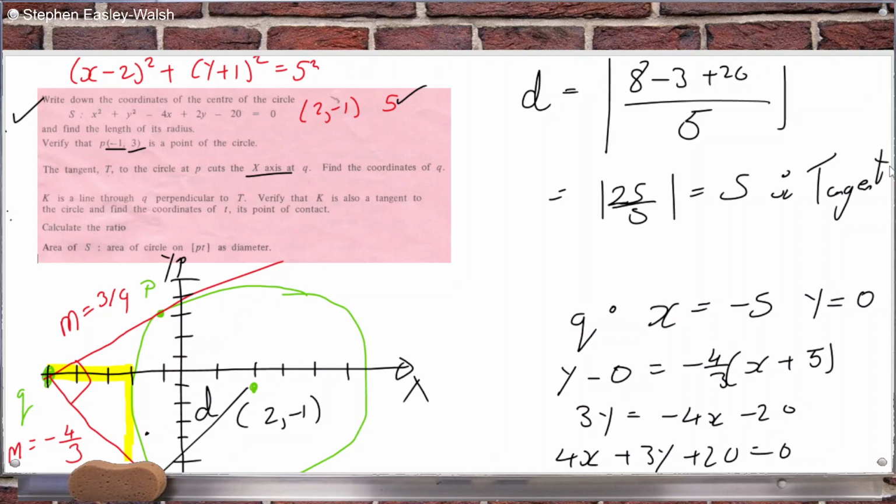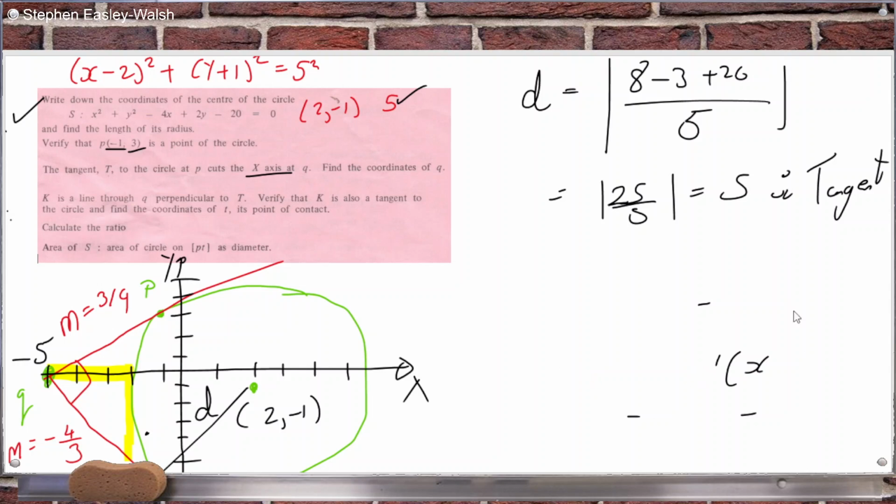K is the line through Q. Verify it's also a tangent to the circle and find the coordinates of T. Q, I just need to write it down, is at minus 5 here. Okay. What'd be the best way to get the coordinates?